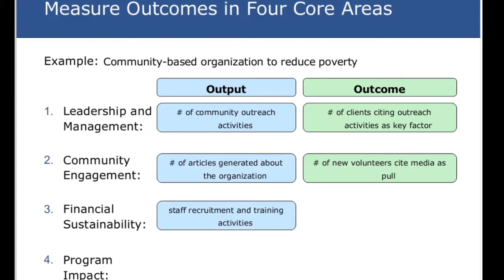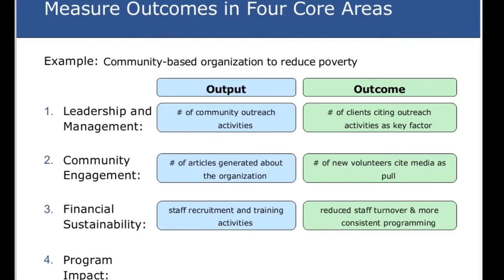Financial stability, here's an example. Staff recruitment and training activities would become, as far as outcome goes, the reduction in staff turnover, and therefore the more consistent programming would be the outcome that was actually sought there.